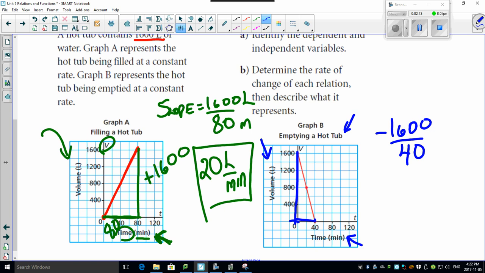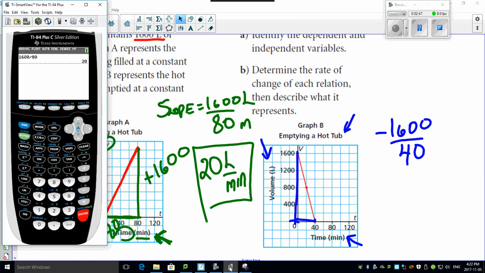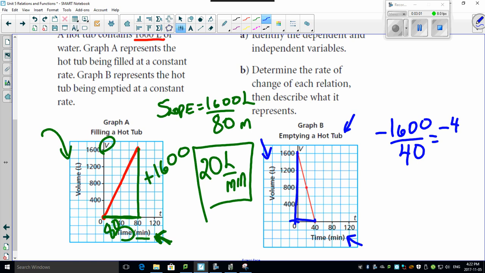So what does this mean? Bring up your calculator again. This is going to be negative 1,600 divided by 40, which works out to be negative 40. That means you're losing that many liters per minute. So in fact, you can say it's quicker to empty the hot tub than it is to fill it. Kind of an interesting question now, isn't it?